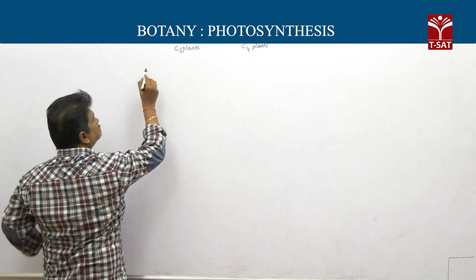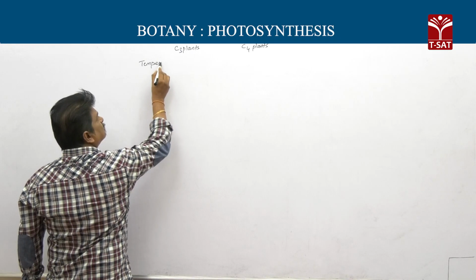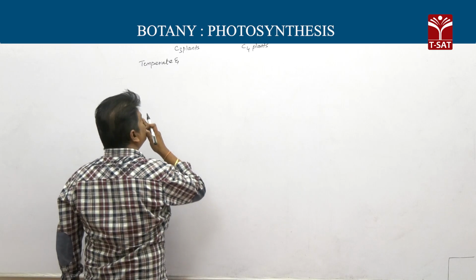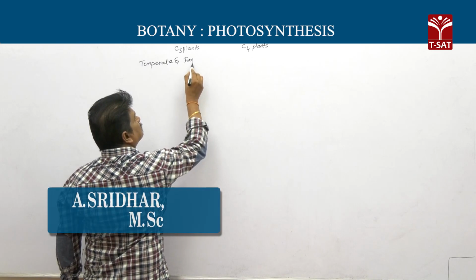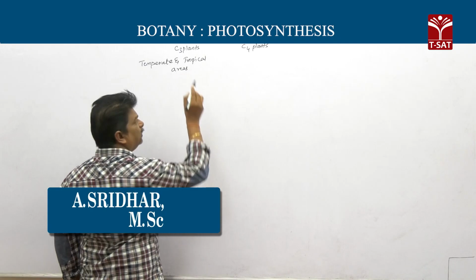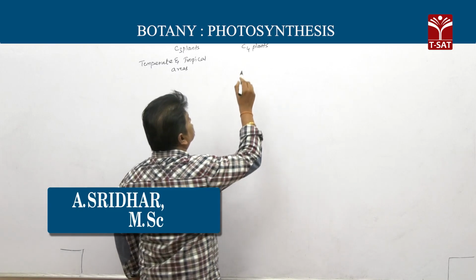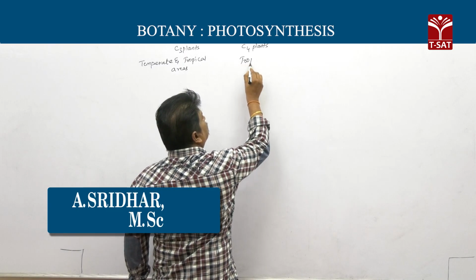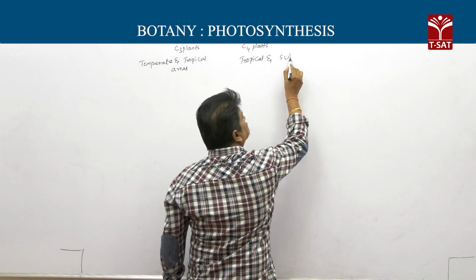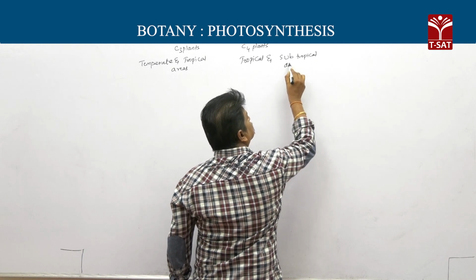First one, C3 plants. Generally grown in temperate and tropical areas. C4 plants found in tropical and subtropical areas.